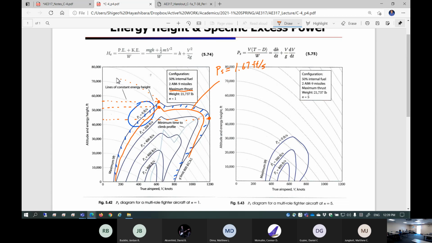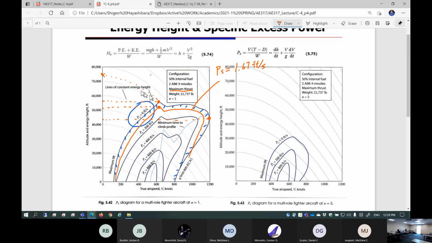This is a zoom climb. As you reach zero velocity, you can reach this point, which is 75,000 feet altitude. This is energy height. So this is the 70,000 feet energy height line. This is 80,000, and this is 60,000. Those are the lines of constant energy height.